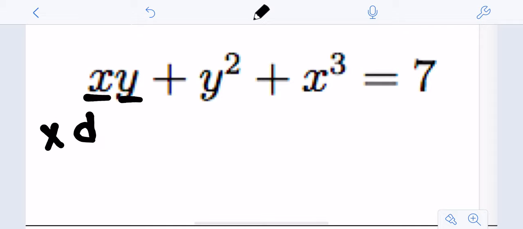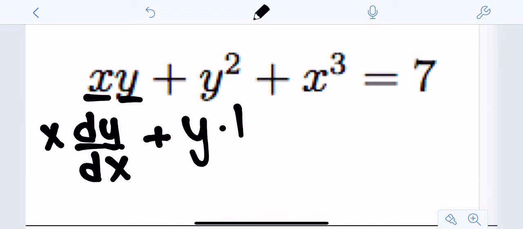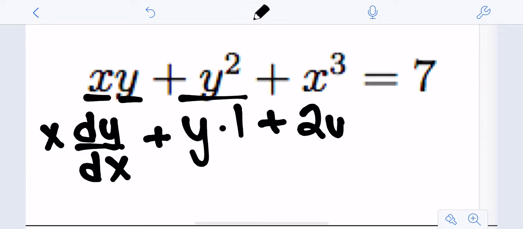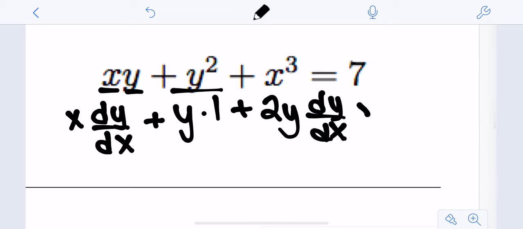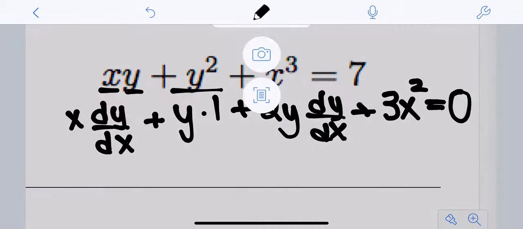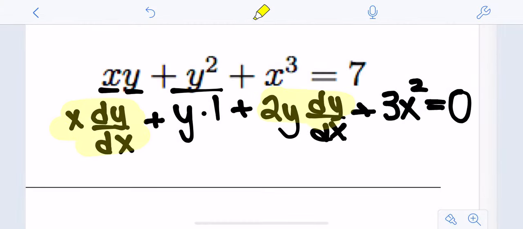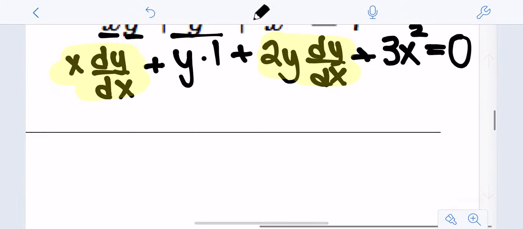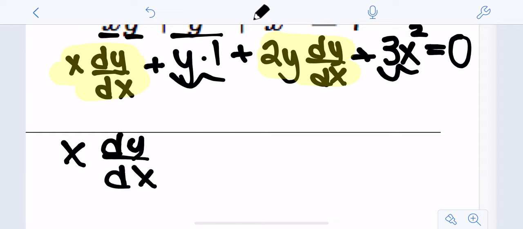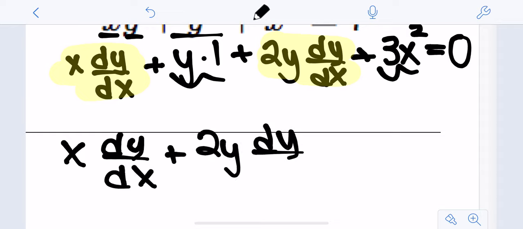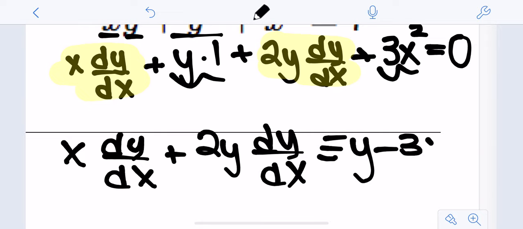So the first times the derivative of the second, plus the second times the derivative of the first, plus the derivative of y squared, which is 2y, but multiply by dy dx. The derivative of x cubed is 3x squared, equals the derivative of 7, which is 0. Now I see here that both of these terms have a dy dx, so I'm going to leave those on the left side. These two terms I'm going to move over to the right side. So x dy dx plus 2y dy dx equals negative y, because I subtract that over, minus 3x squared.